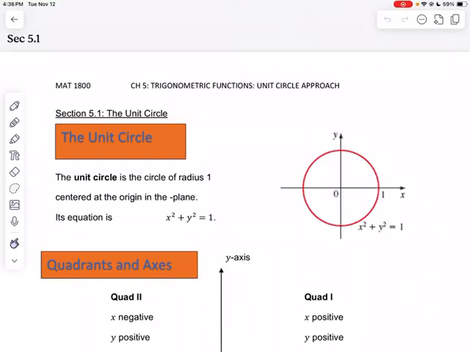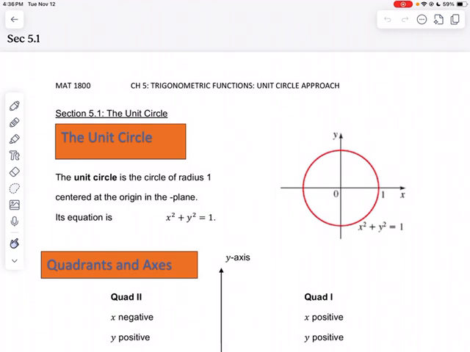Hi, we are now looking at chapter 5, and this is about trigonometric functions. In this chapter we are going to look at the trigonometric functions from a unit circle point of view. There is another approach for trigonometric functions, which is called the right triangle approach. So we will work with that in a later chapter.